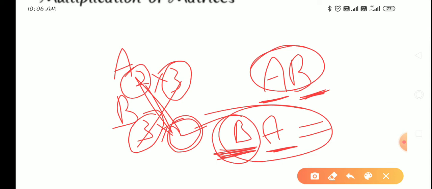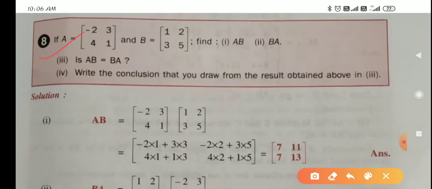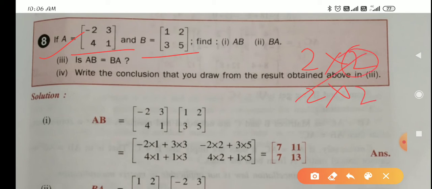Now I am taking some examples. You can see some examples. Here A is given, B is given. Check the order first. A is of order 2 by 2, B is of order 2 by 2. So it means that columns and rows are matching. The columns of the first matrix A and the rows of the second matrix B are matching. So multiplication is possible. How to multiply?